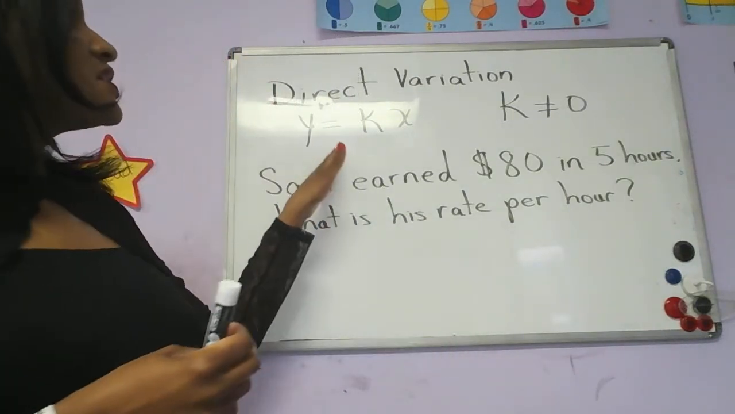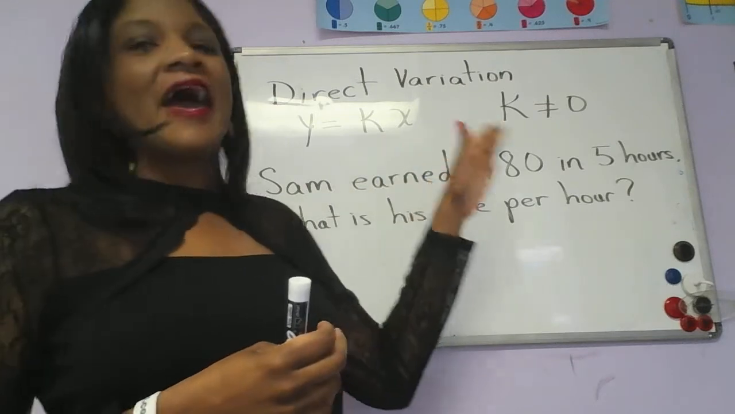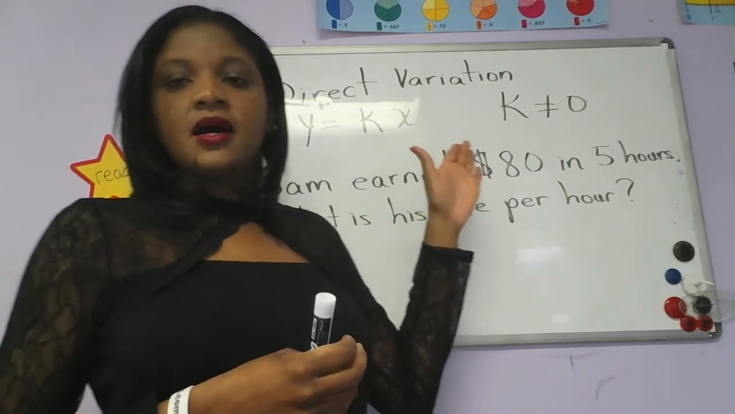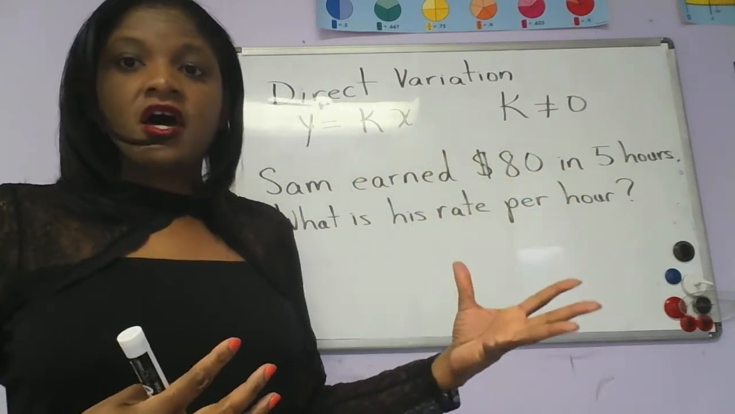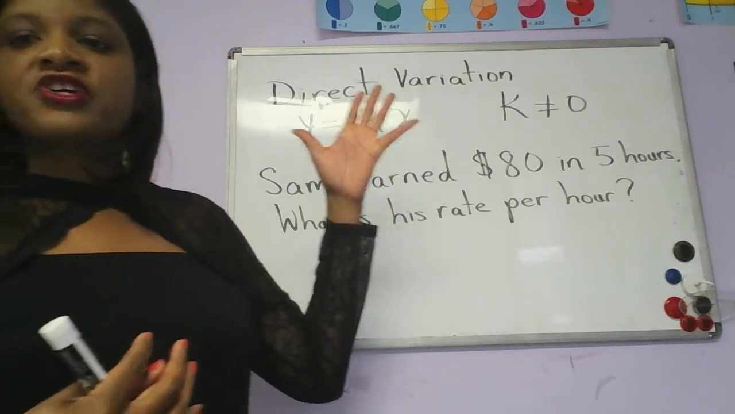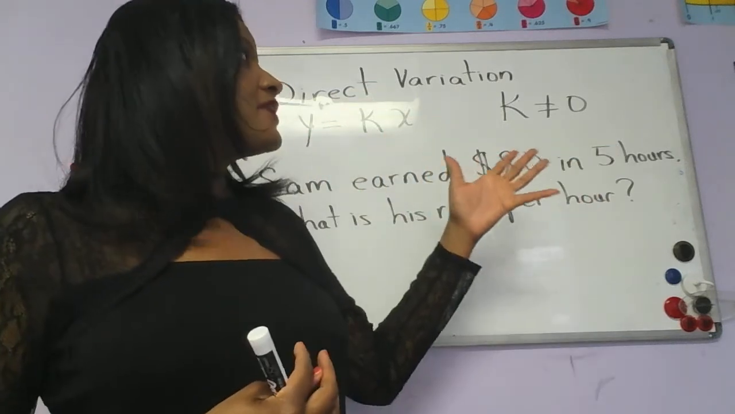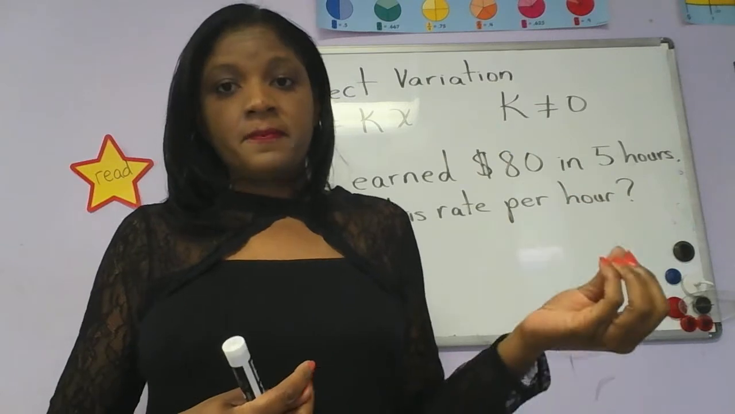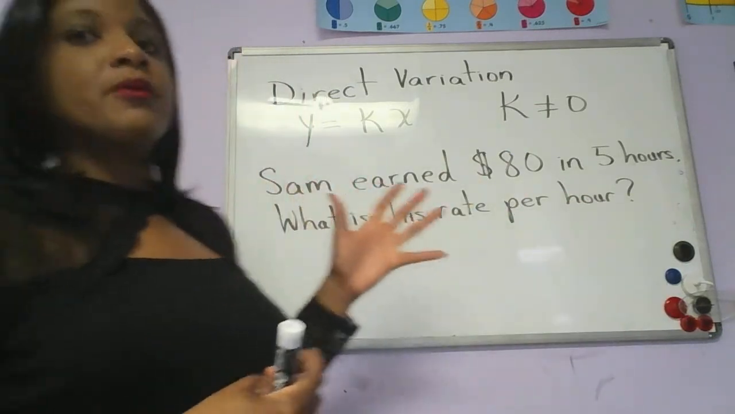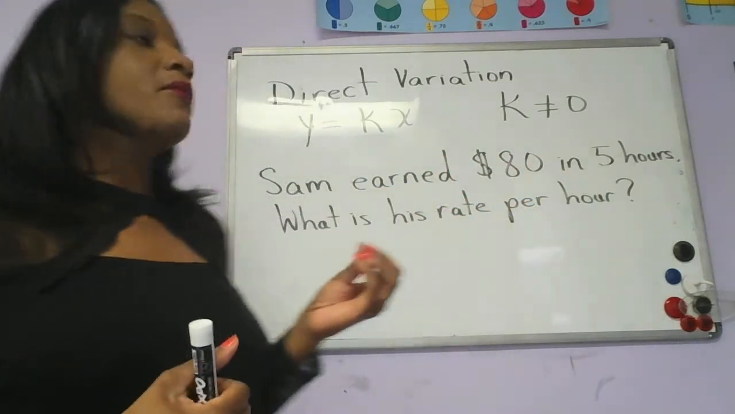You will see this equation: y equals kx. K is your rate of change. Your constant of proportionality would be another way that they describe it, and k cannot be zero. And in this particular type of problem, we're going to learn the answer.